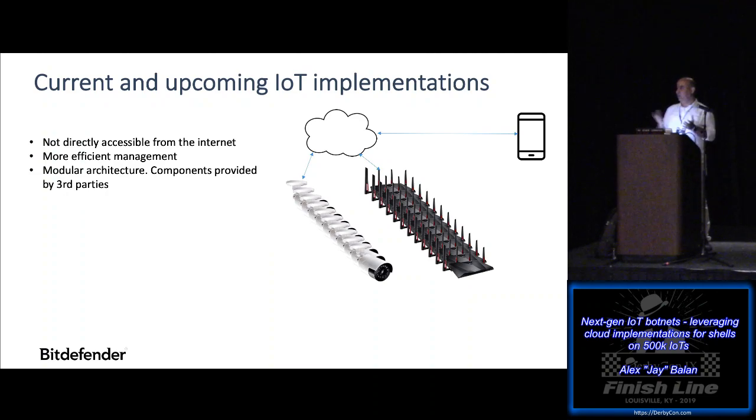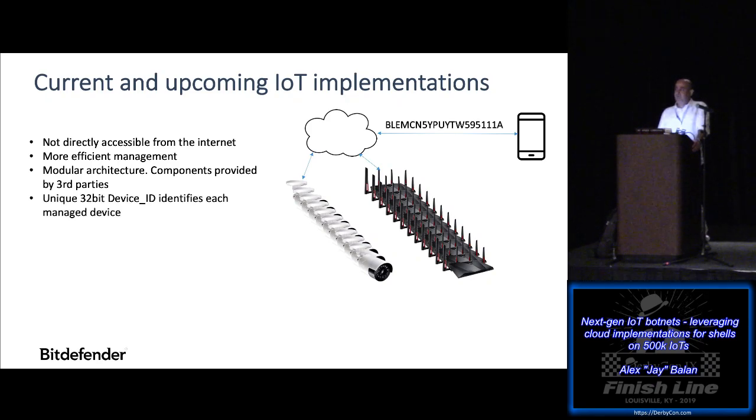And I'm sure you know there's dozens of IoT cloud platforms being advertised everywhere, at security conferences, IoT conferences, and so on and so forth. But mostly, most of them have a very similar architecture. They use a 32-bit, sometimes larger, sometimes smaller, device identifier to facilitate the communication between the application and the device. Essentially, the app tells the cloud, I want to talk to device ID and a 32-bit string.